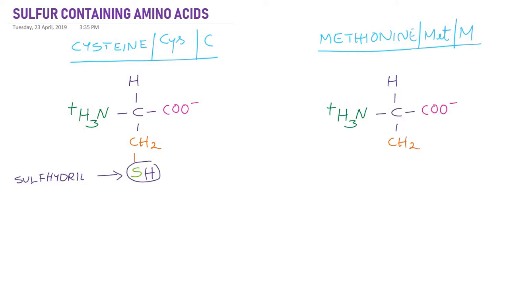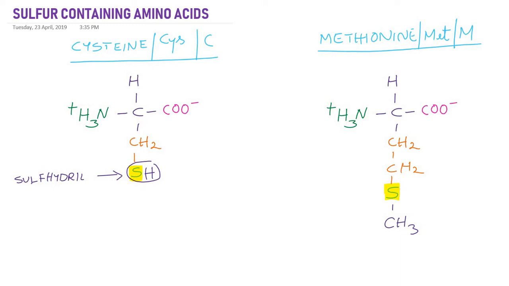So the structure of methionine is almost the same. The R group is a little bit different here. The R group contains sulfur, then CH3. So this is methionine. You can notice here both the amino acids contain sulfur.